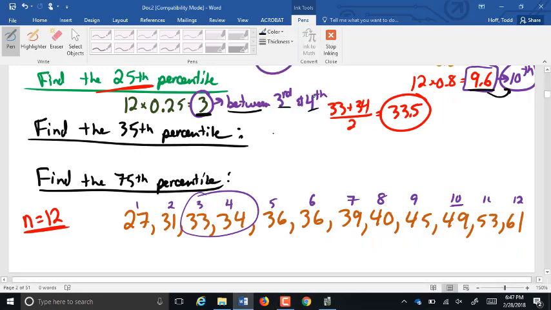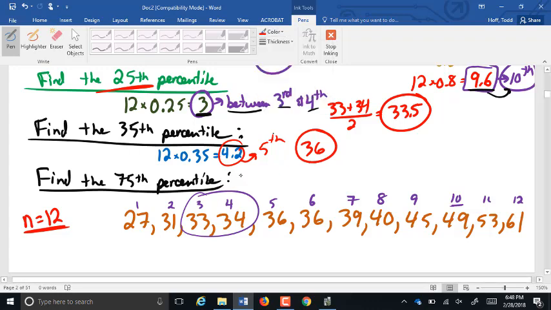Okay, so for the first one here, it's going to be n, which is 12, times 0.35. What's that give us? 4.2, which means we round that up to the 5th place, which is 36. So 36 is the 35th percentile.